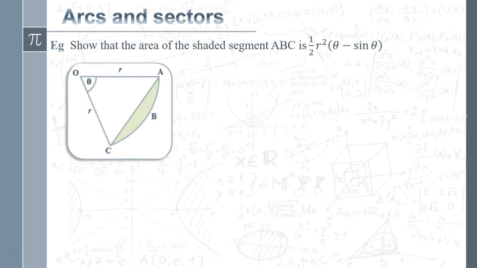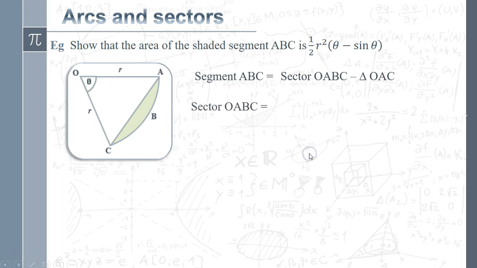Here's another example of where using radian measure just simplifies things a little bit. The old standard shaded area in between the triangle and the sector. So we've got the triangle OAC and we've got the sector OABC, and we need that green bit in between, and we've got to show that it's half r squared times theta minus sine theta. So off we go. Segment ABC is going to be the difference between sector OABC and the triangle OAC.